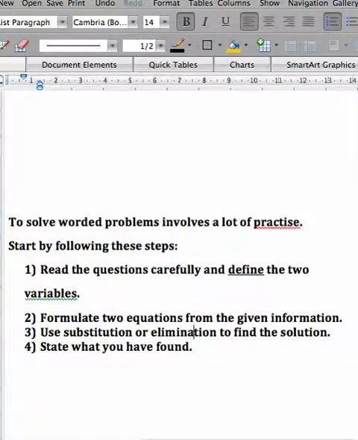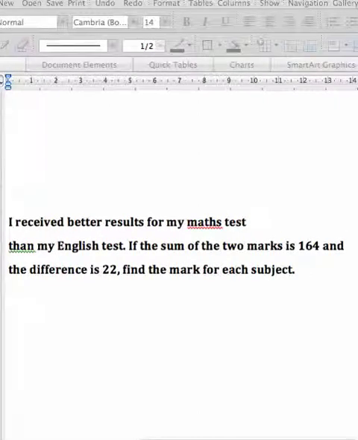So with our first question, this is our problem. I received better results for my maths test than my English test. So we have 2 different variables. That's for our maths and English. Now, if the sum of the 2 marks is 164, so in that part here, there is one equation we can write. And then the difference is 22. That would be our second equation. Find the mark for each subject.